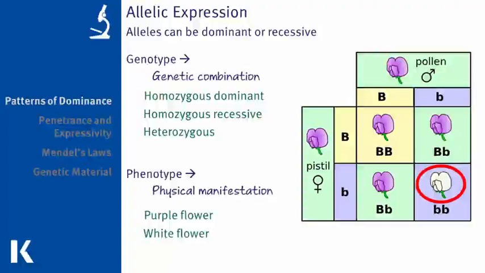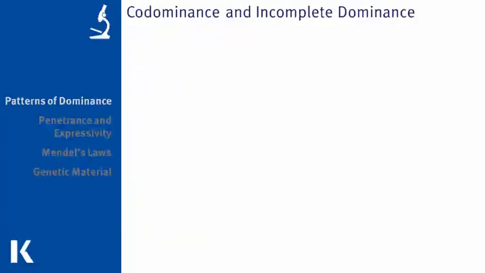However, the homozygous recessive offspring does not have the allele for purple, and so its color will be white. These tables are excellent ways to visualize not only the different genotypes of offspring, but their phenotypes as well. We've just looked at an example of complete dominance, but there are some cases where codominance or incomplete dominance can occur. What do these terms mean?